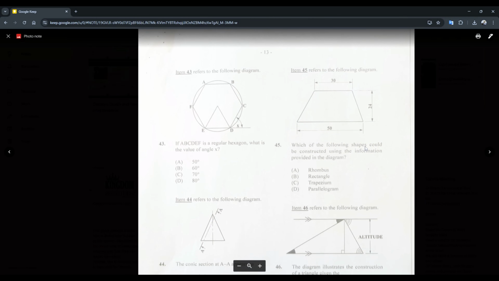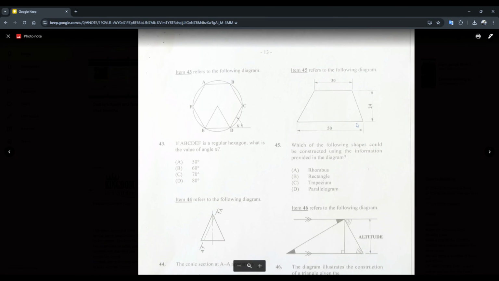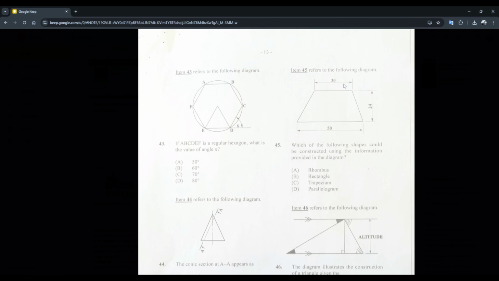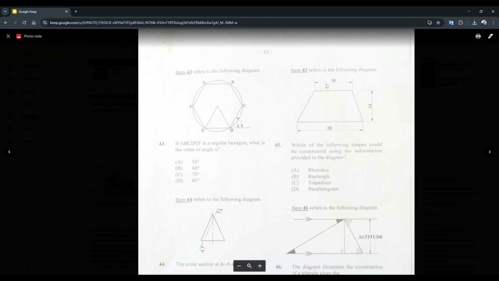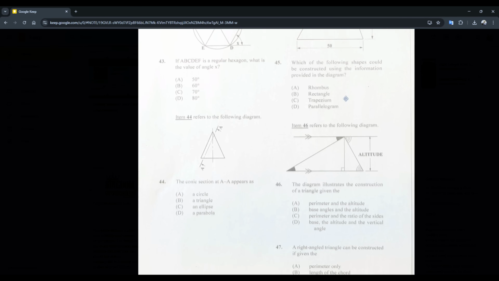Number 45, which of the following shapes could be constructed using the information provided? So this is the diagram, and it looks very much like a trapezium. It's a quadrilateral with one pair of parallel sides. So I'll go ahead and say C, trapezium.